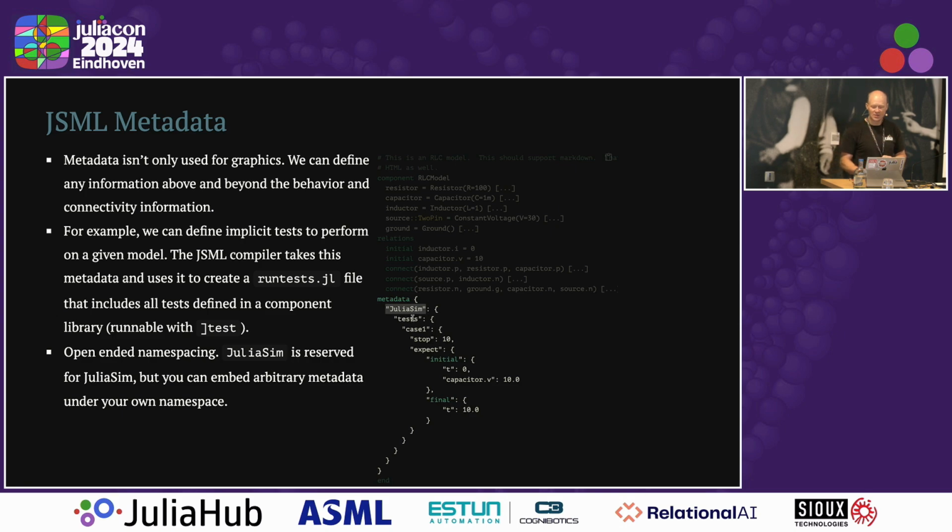In this case, this is another example of generating a test case. So we've specified some metadata in here that describes a particular test case called case 1, the stop time for it, expected outcomes, expected values for that test case. And what this actually does right now with the JSML compiler is it generates essentially the runtest.jl file, runs the simulations, and then compares the results at that time. So what that means is that you can just go in and run test on your package, and this declarative chunk of metadata gets turned into an actual imperative test case that gets generated.